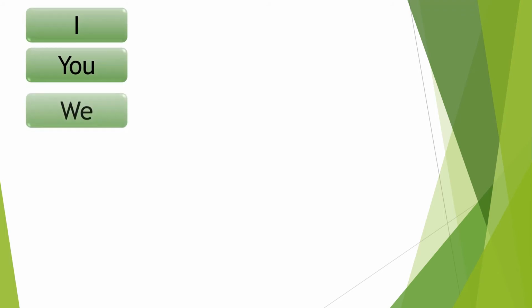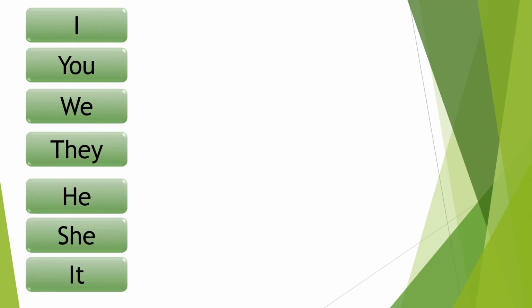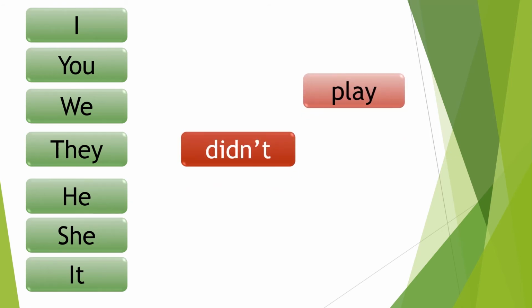After subject we can use short forms for did not. We can say you did not do something, or a short form is didn't, like you didn't play or he didn't buy.